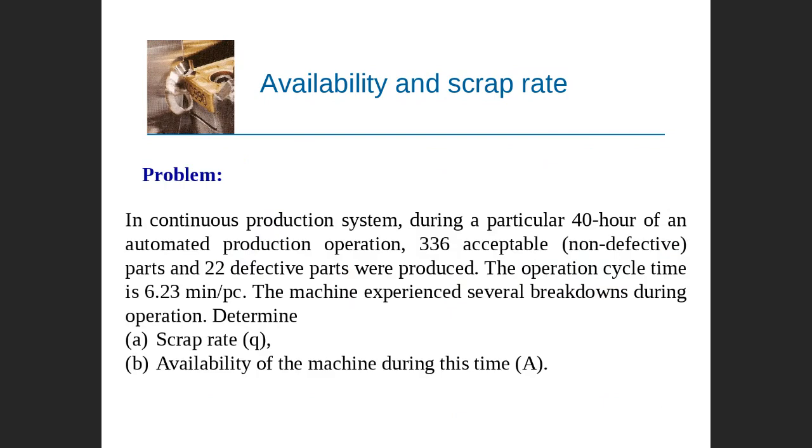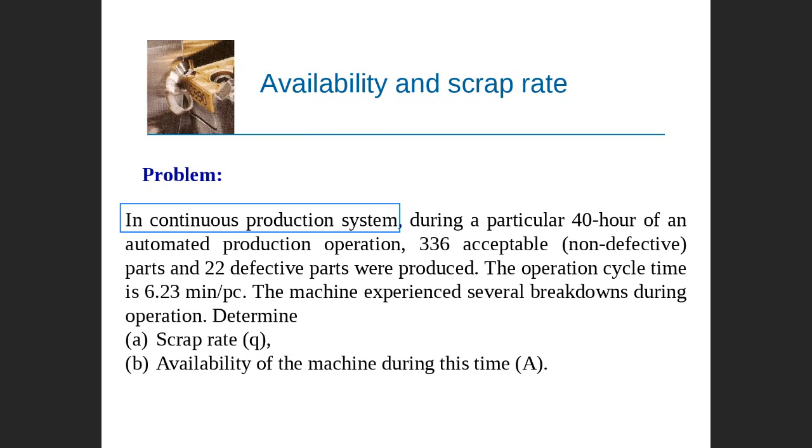Right, just move forward. Let's take an example about availability and scrap rate. In a continuous production system, now listen to me carefully. What is a continuous production system? This is a mass production system. Why is this one important? Because in a mass production system, TSU equals what?